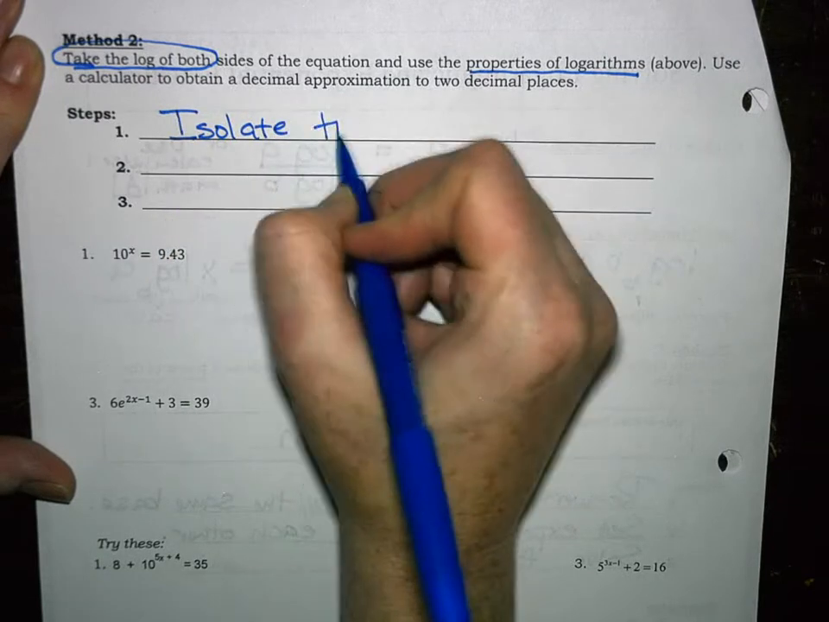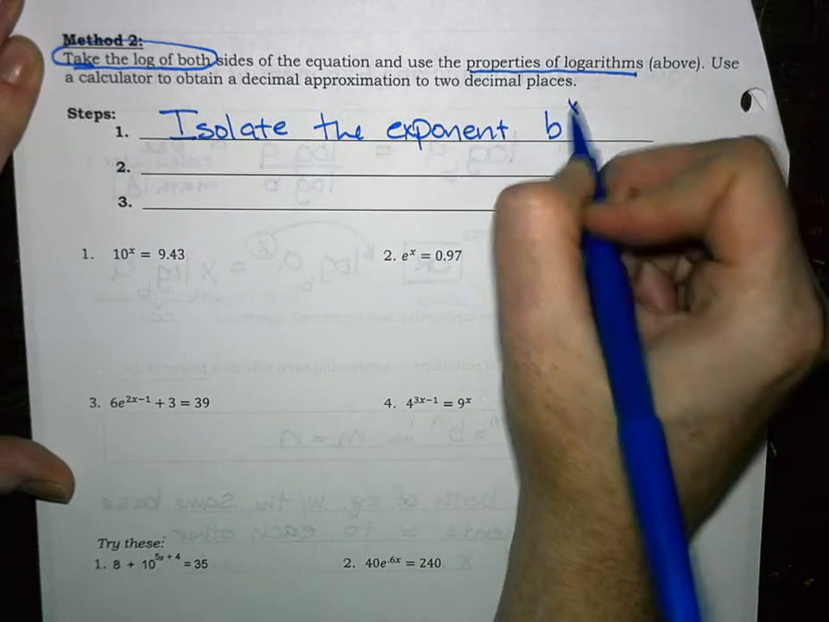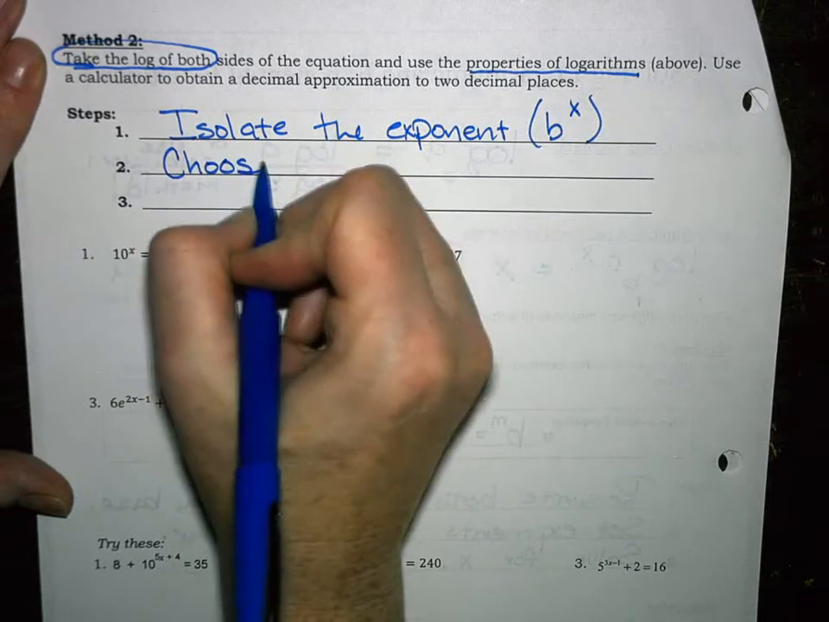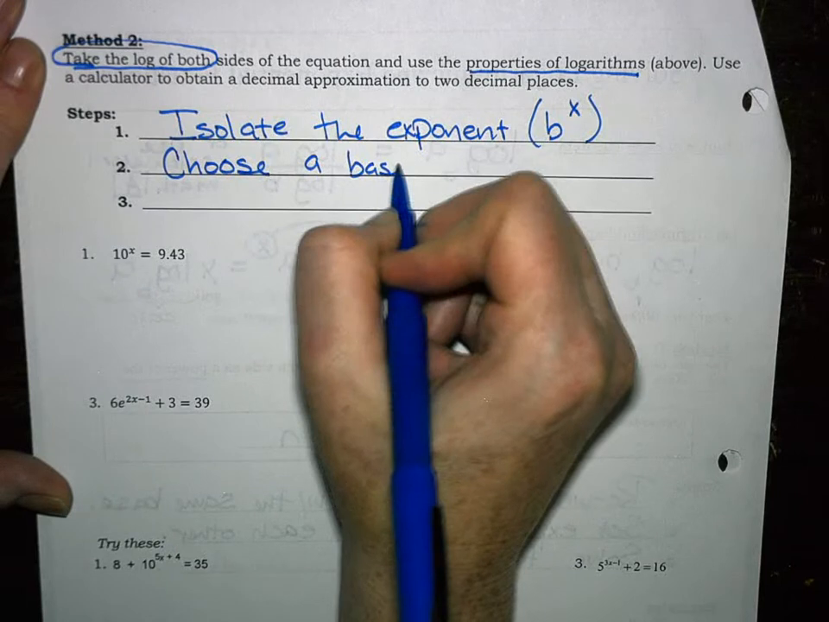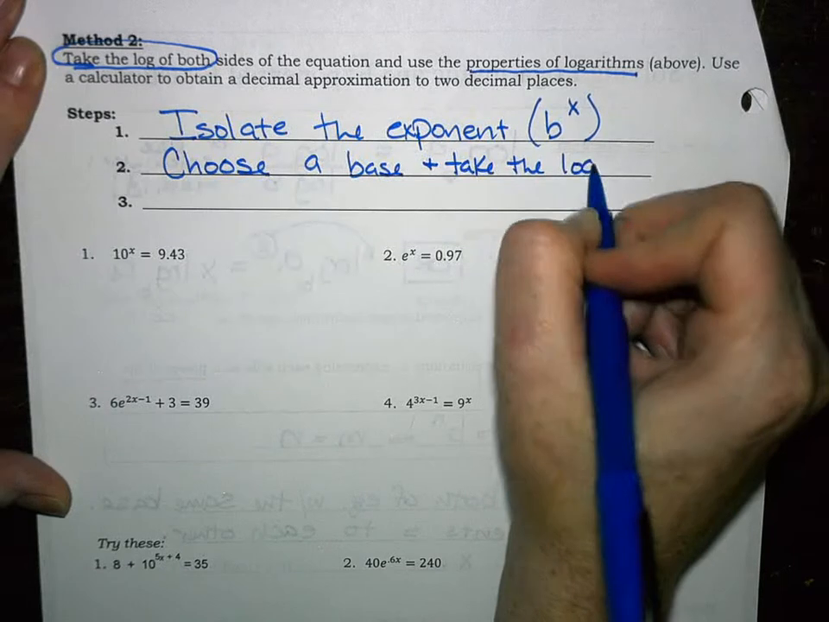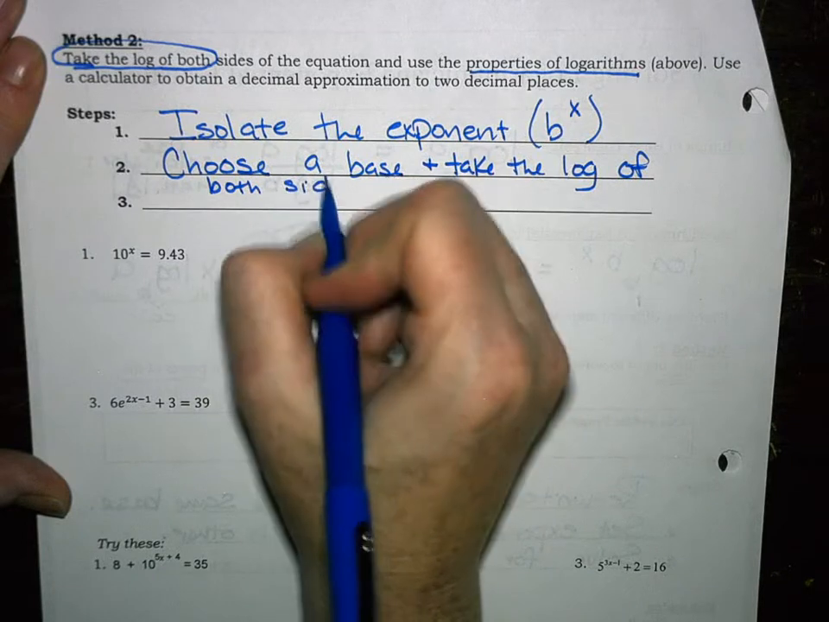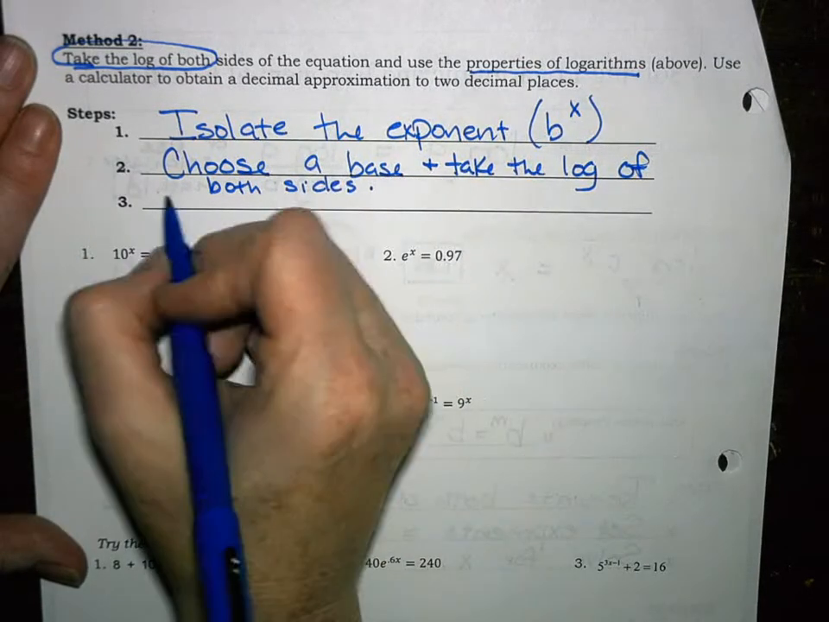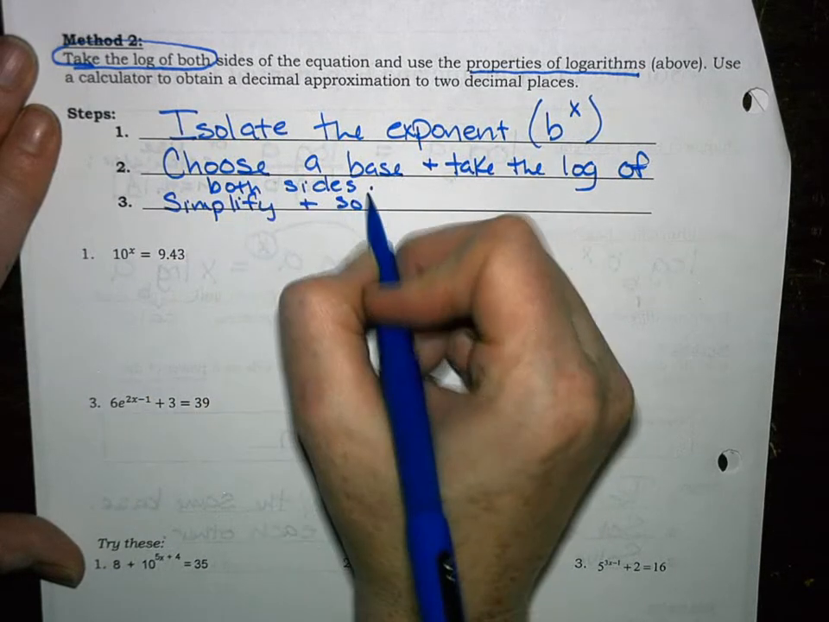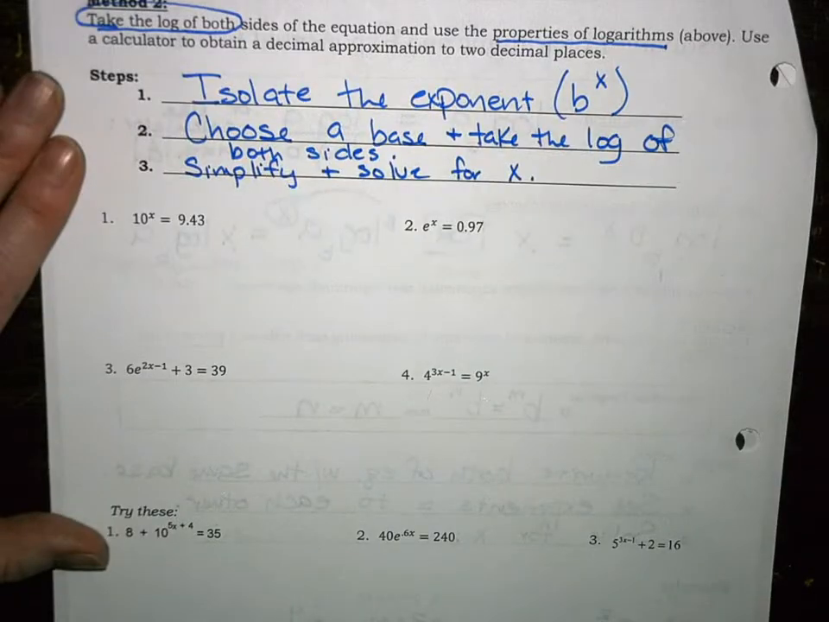We're going to isolate the exponent, which is b to the x. We're going to get that all by itself, get rid of everything else. We're going to choose a base, b, and take the log of both sides. This will make sense in a moment. And then we're going to simplify and solve for x.